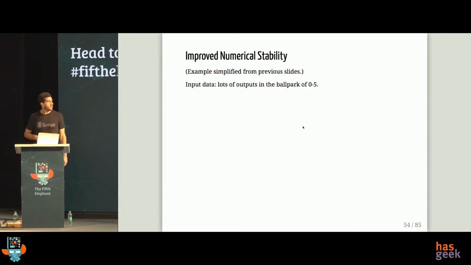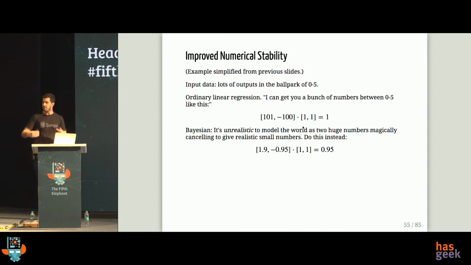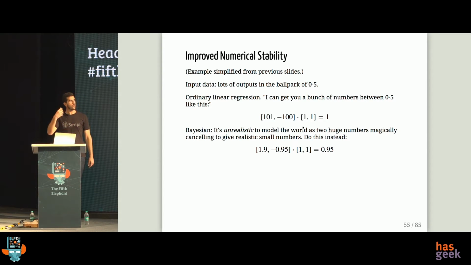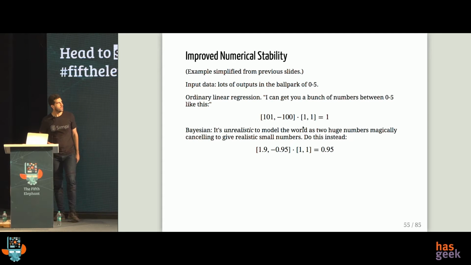Here's what's happening. Ordinary linear regression says, I don't care what, I'm going to fit the data as perfectly as possible. I don't care how plausible my results are. So if you have a bunch of numbers between like 0 and 5, ordinary least squares is happy to tell you, okay, yeah, we get the number 1 by saying 101 minus 100. It does add up to 1. But we're essentially saying there's this magic perfect cancellation that happens out there in the real world with real messy data. Bayesian says, that's just crazy.